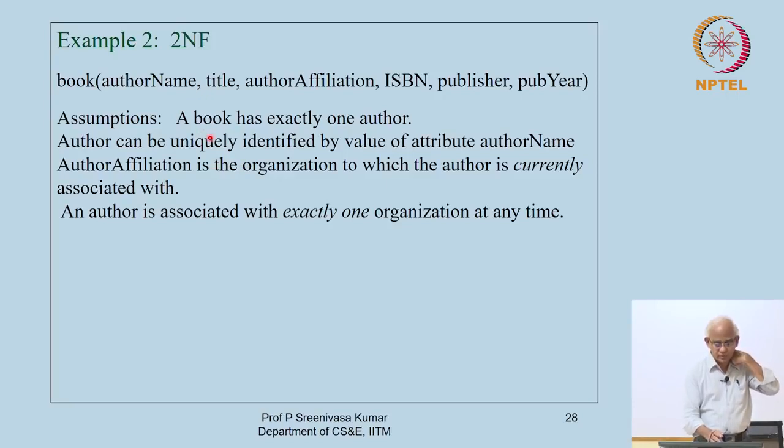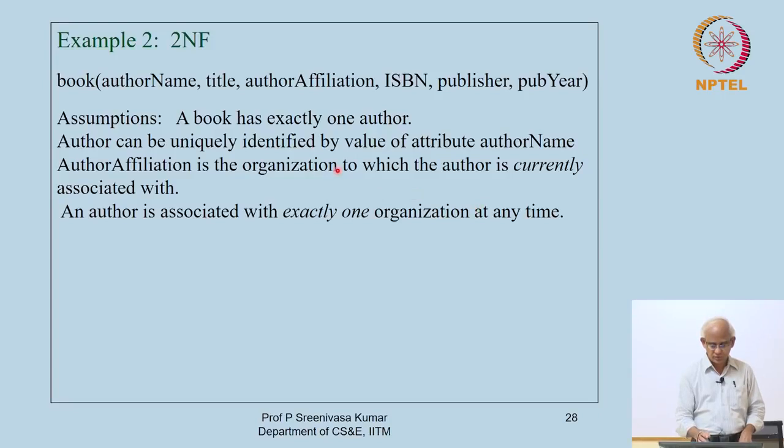So we have made some simplifying assumptions here: that the book has exactly one author, and an author can be uniquely identified by the value of the author name. We could replace it by some Aadhaar number or something like that if you want, but let us make the simplifying assumption that the author name can uniquely identify a person. An author is associated with exactly one organization at any point of time.